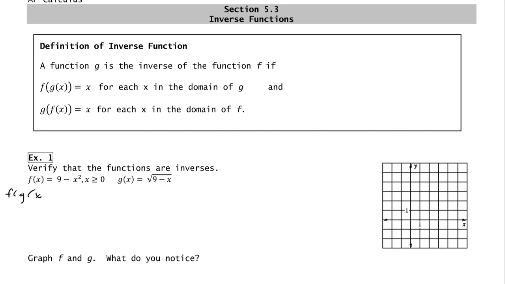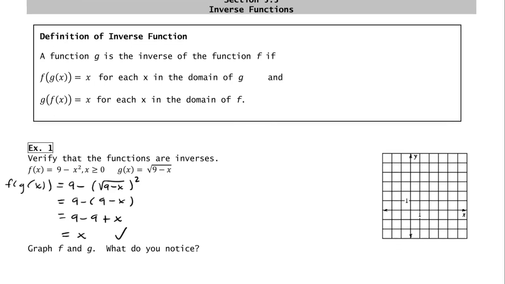So f of g of x, work inside out, so take g, sub it in to the f function. The square root undoes the square. Don't forget to keep that in parentheses. You end up with 9 minus 9 plus x, which is x. So they said verify. We know this has to work. So we're really just checking.